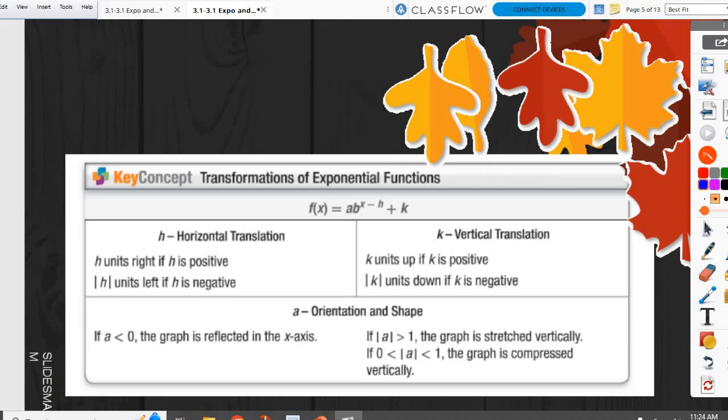Remember, we've talked about these transformations before. It's just now we're specifically looking at them with our exponential graph. And this time our h's are going to be in our exponent. Our k's will be outside, and then the a's are going to be in the front.